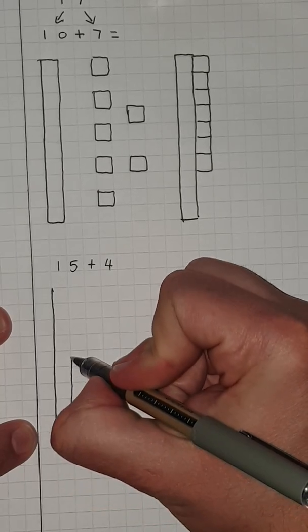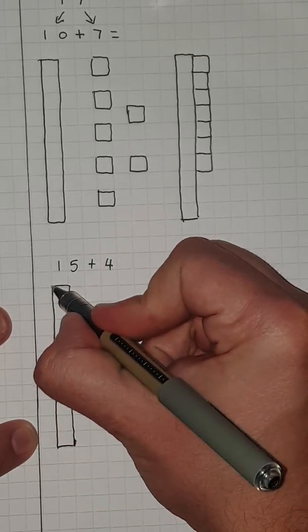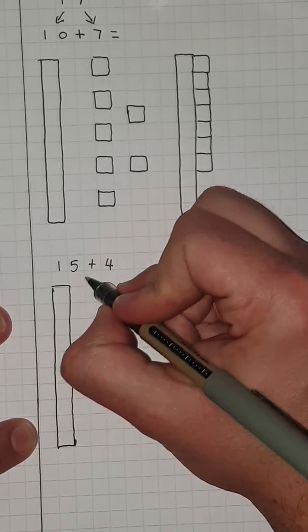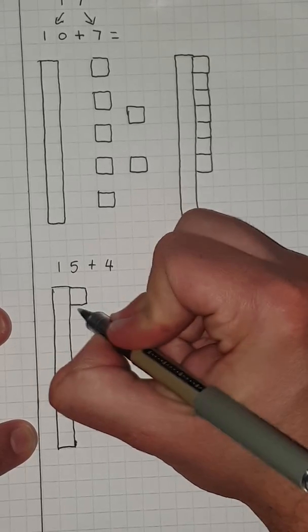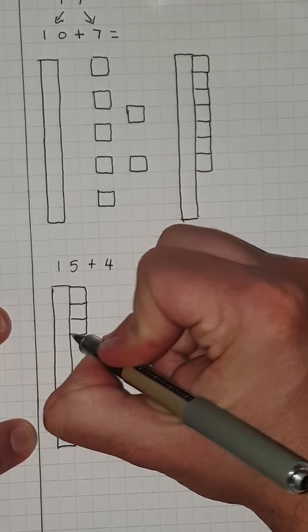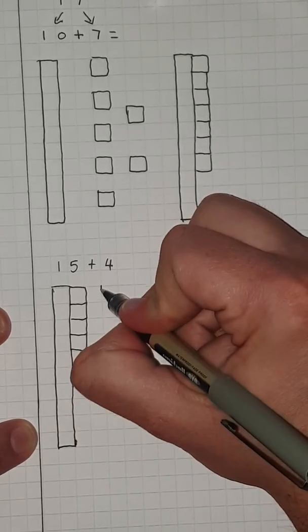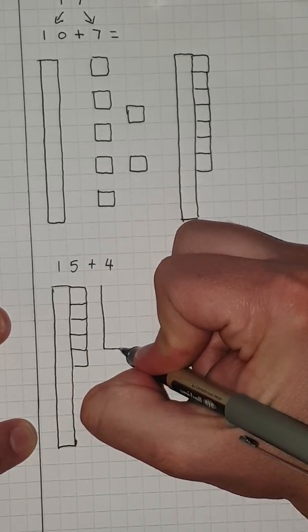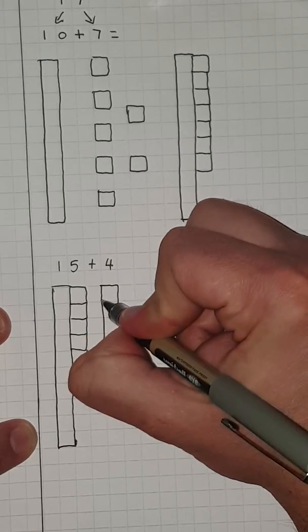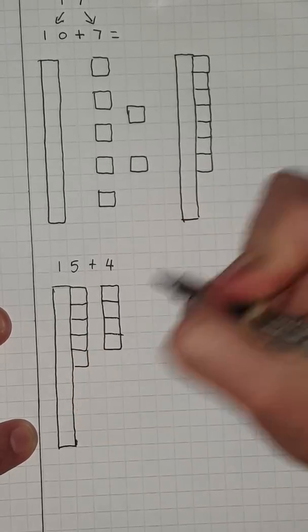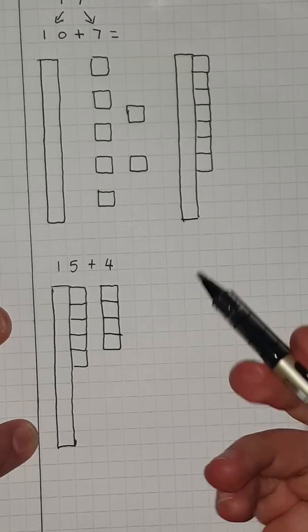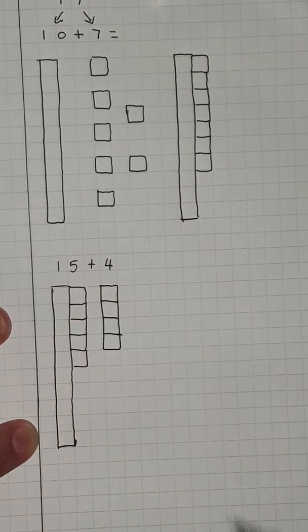And again, I would be representing this by representing your tens. So there's 1 ten in 15. And then how many ones? 1, 2, 3, 4, 5. And then in 4, there are 4 ones. And then combining them, just like we've done up here, combine the two.